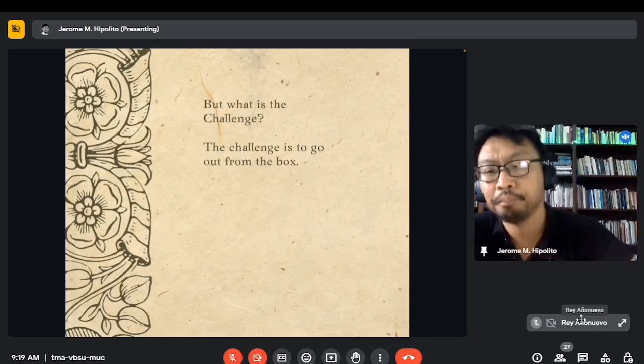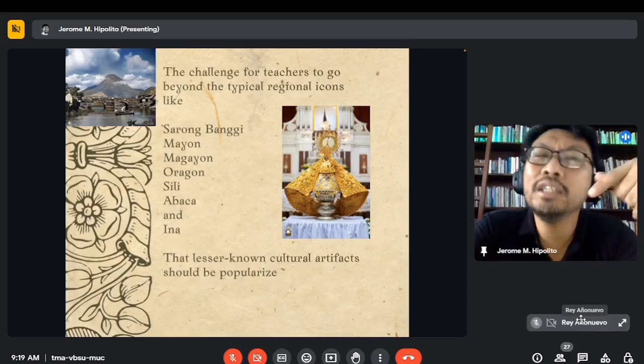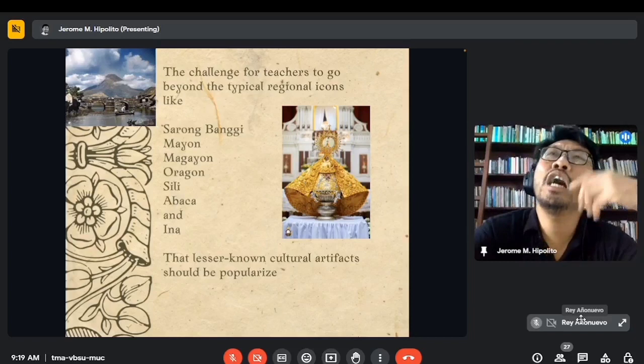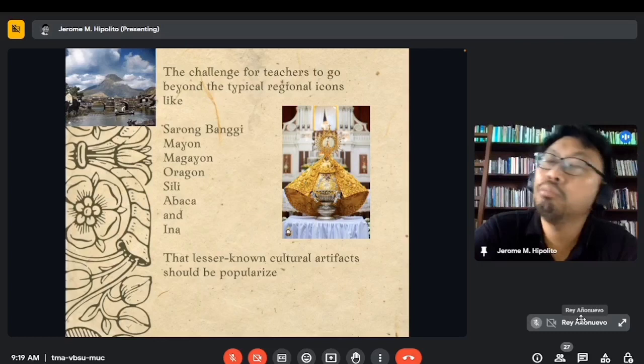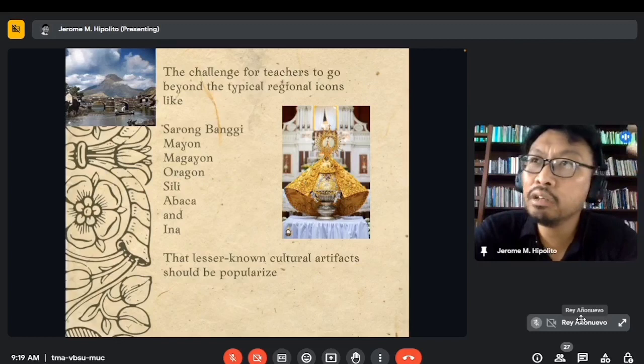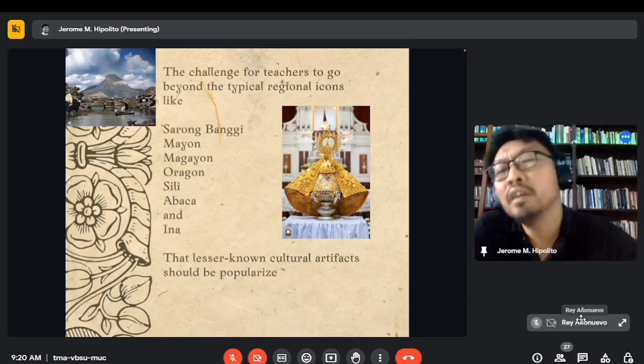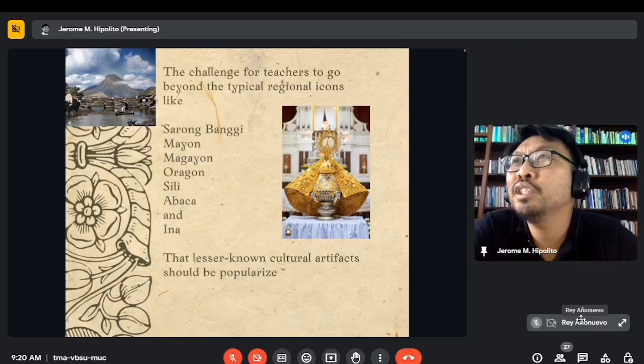Another thing that we have to decolonize, I call it a decolonization project, is how the outside culture sees Bicol. Because we're stereotyped as, when they hear Bicol, they would only say Sarung Banggi, Magayon, Mayon, Oragón, basta Bicol, Oragón yan. So, sili, abaca, and Ina. But you have to see the other parts of Bicol, the other cultural treasures of Bicol.